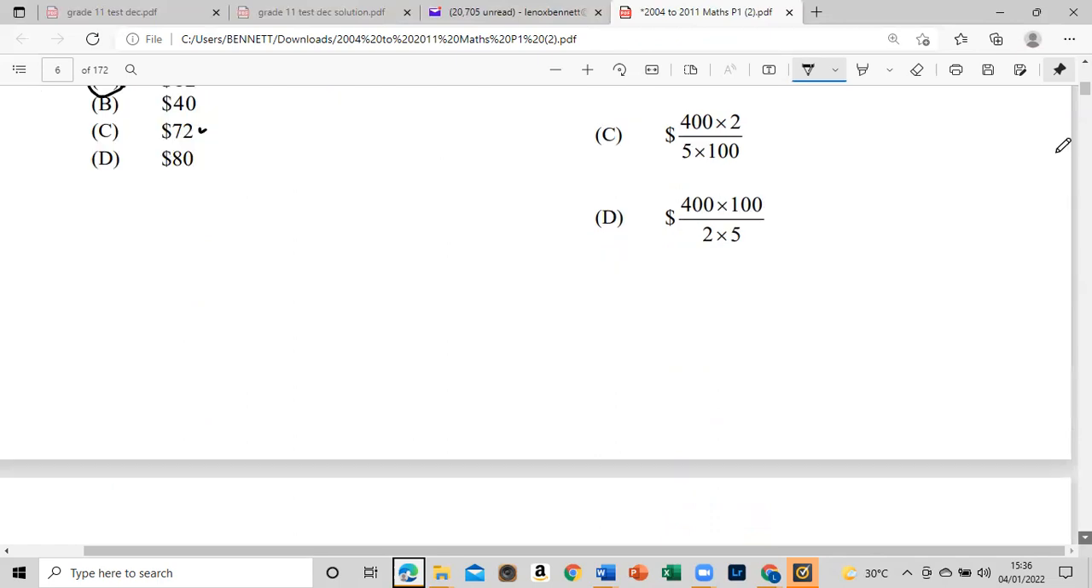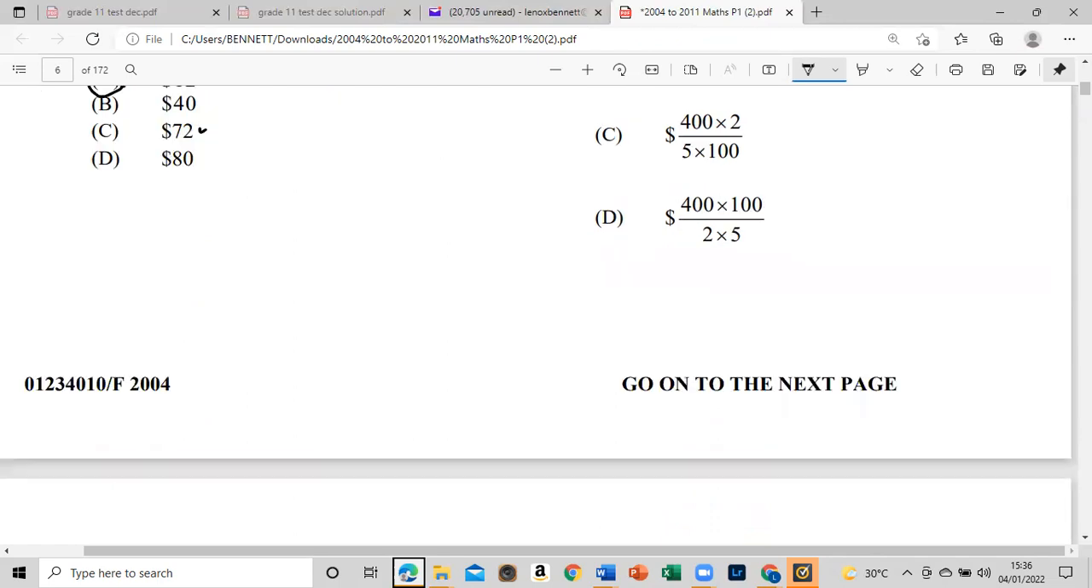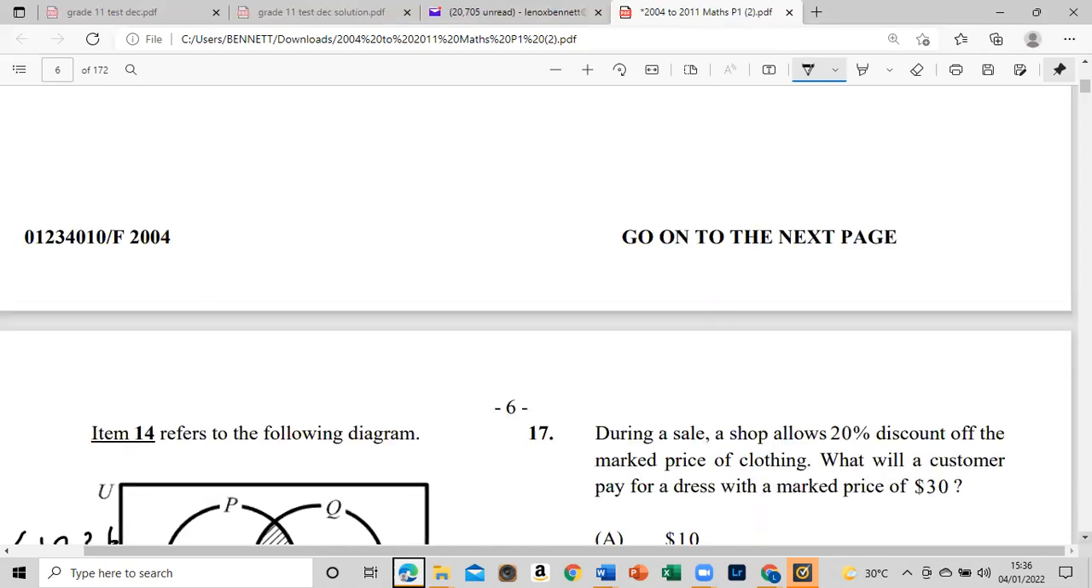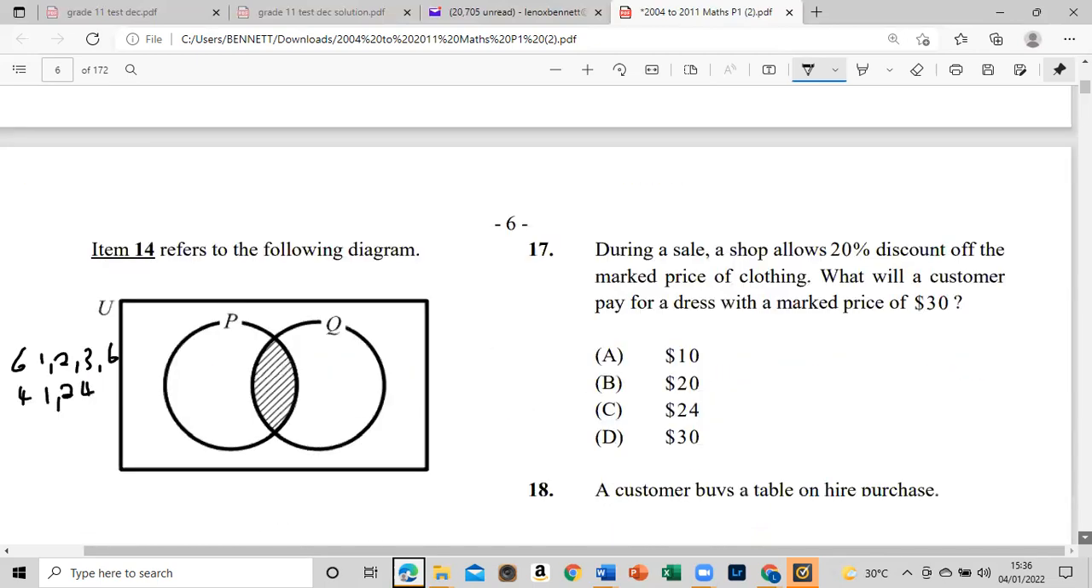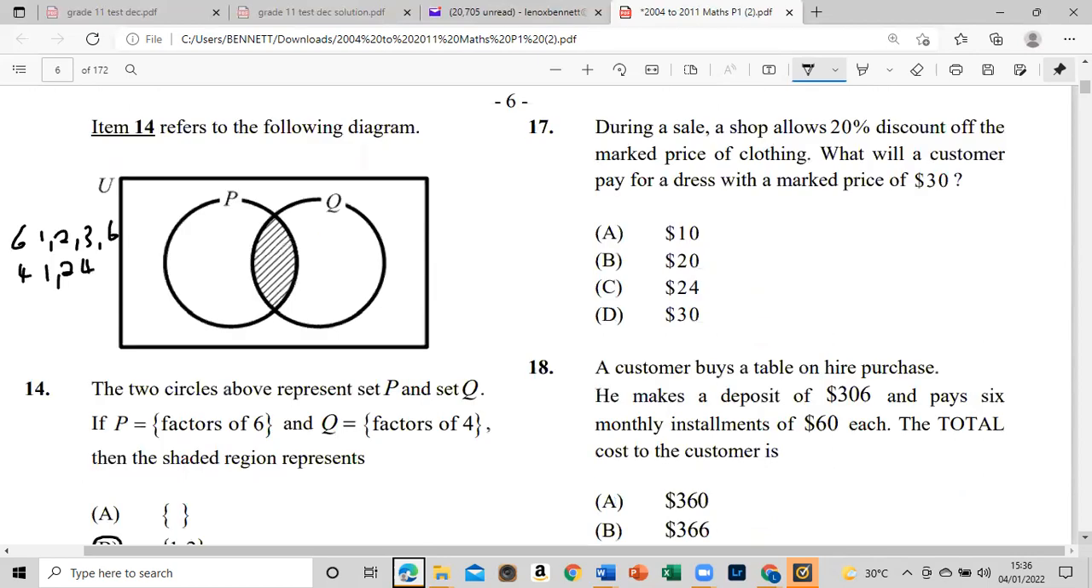Let's move on to 17. As you can see, it's a 2004 paper. Here doesn't matter, the questions repeat. All right. 17. During a sale, a shop allowed 20% discount off the marked price of clothing. What will the customer pay for a dress which is marked price of $30?